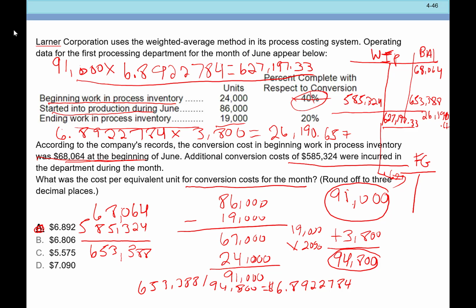So I take that times the 6.8922784. I transfer out costs of $627,197.33. So I credit work in process, and I debit finished goods if this was the last processing department. And I'm left with a cost of 26,190.67.